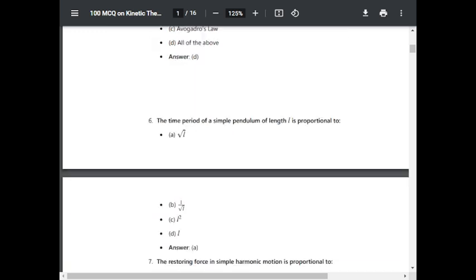Question number 6. The time period of a simple pendulum of length L is proportional to. Option A under root L. Option B 1 upon under root L. Option C L square. Option D L. The correct answer is, T is directly proportional to square root of length. That is, option A is correct.